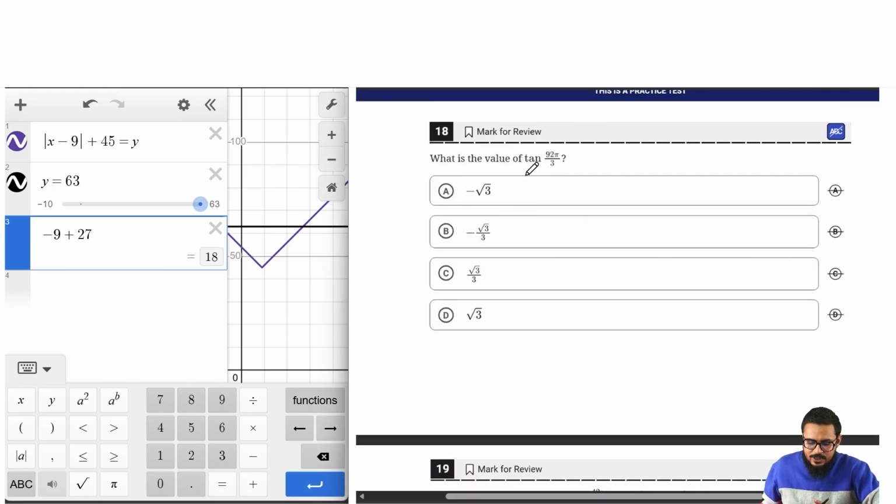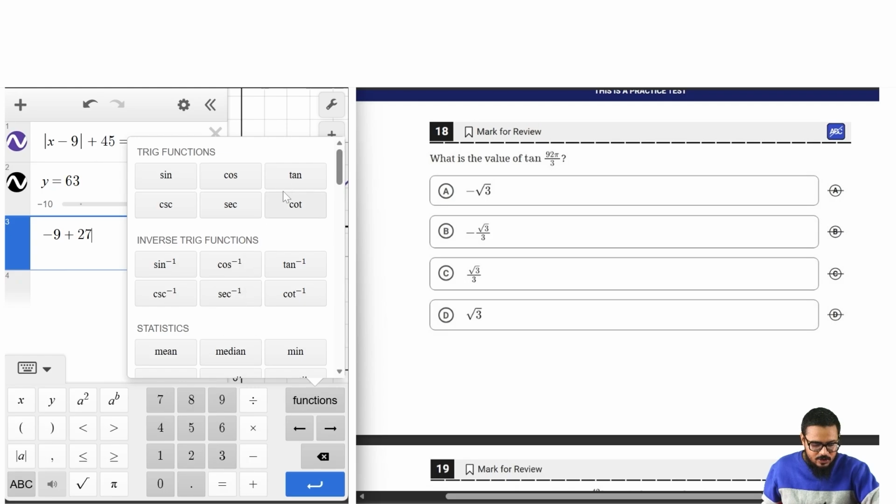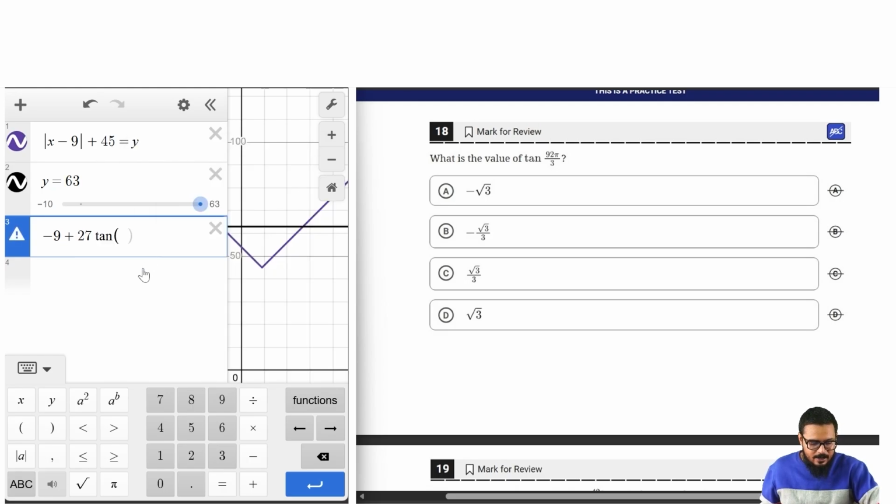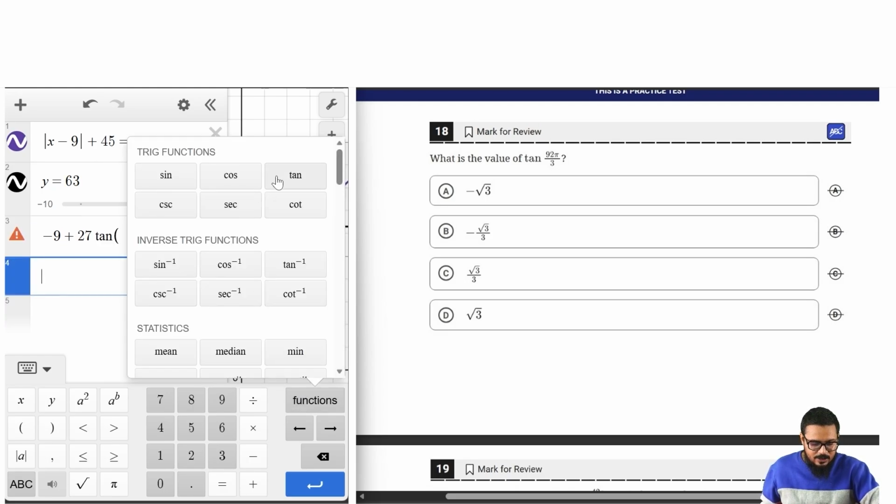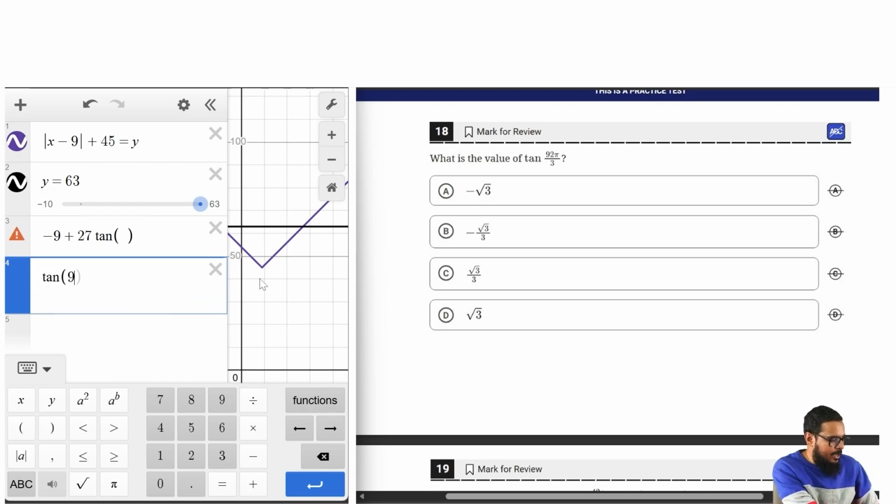What is the value of tangent 92 pi over 3? So I can just move on to the function component and then I can just type tangent 92 pi over 3 in the next line. Okay, so tangent 92 pi over 3. I'm going to type 92 pi and then divide everything by 3, right? So tangent of 92 pi over 3 comes out as minus 1.732, right?